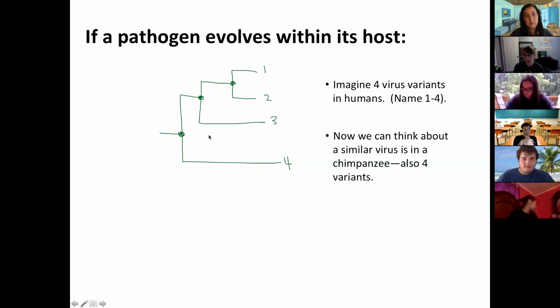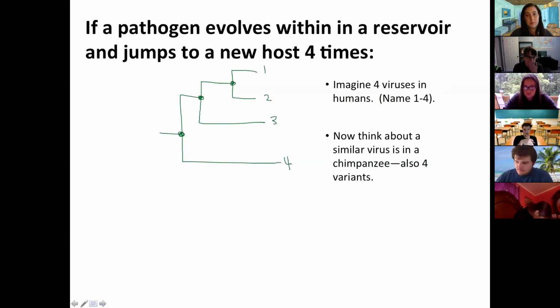You'd see that pattern if the pathogen is evolving within the host, right? But it doesn't really give you information without adding the context of other organisms, maybe the reservoir, maybe the source of the virus. Okay. So if we add on 4 viruses that are equivalent in chimpanzees, we're thinking about what it would look like on a phylogeny if each of the 4 chimp variants was actually the source of the 4 variants in humans. What you would expect to see is something like this.